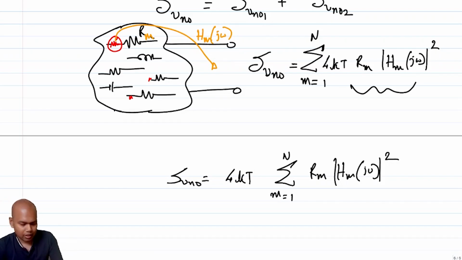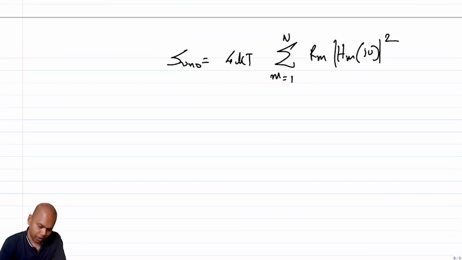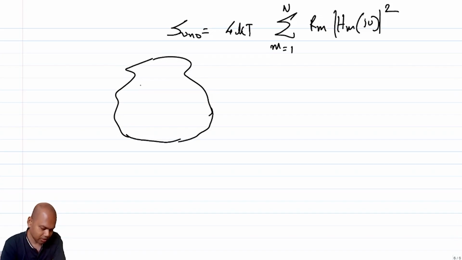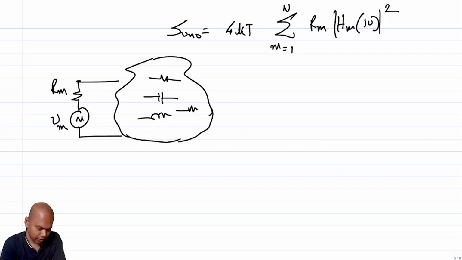Okay, but if I draw your attention to the good old reciprocity theorem that we learned in our undergrad days. So what does it tell us? It basically tells us that, let's say I'm taking the mth branch out. This is Rm, this is Vm, and all the rest of the resistors are here. Everything is the same, just that the Rm I have pulled out.